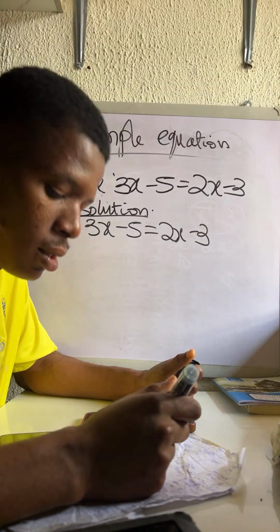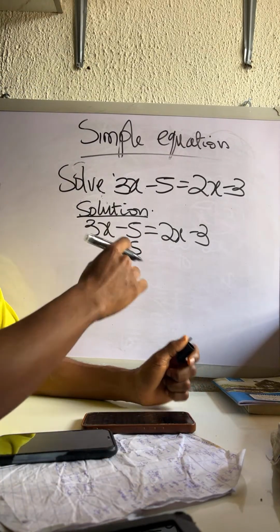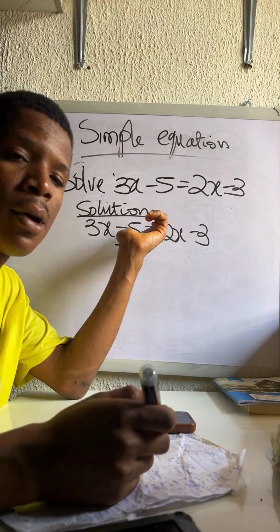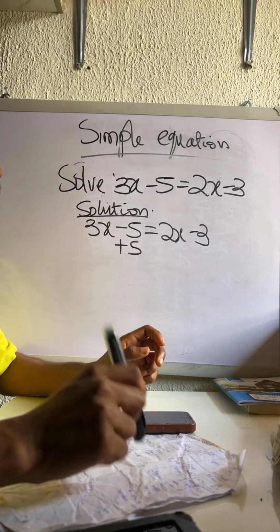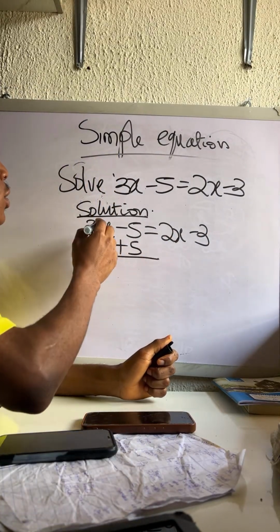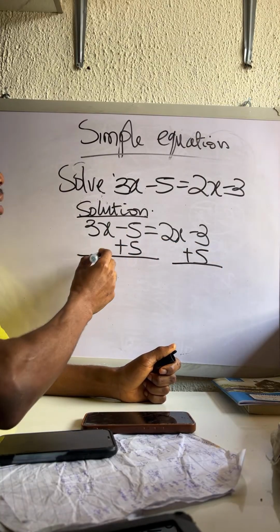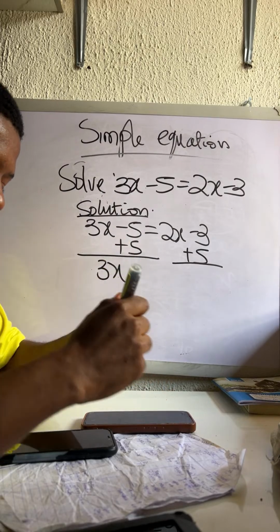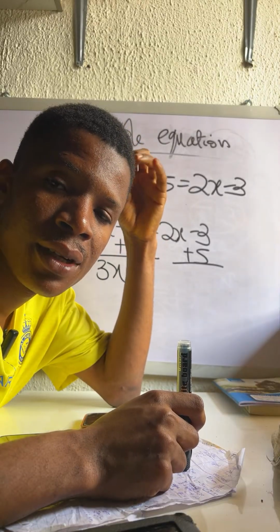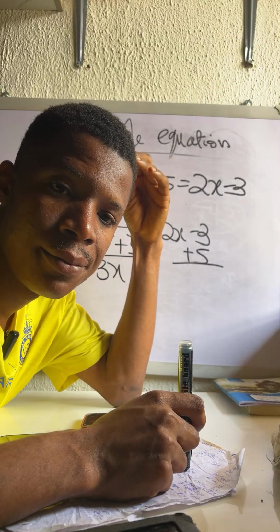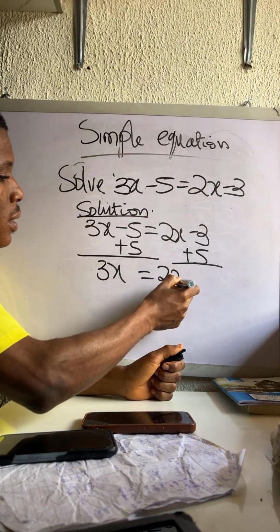First thing first, all you need to do is add 5 to both sides so that this one will be 0. We always like the number to be on the right side of the equation. So let's do that together. You add 5. What is minus 5 plus 5? It is 0. So this is out, and that's equal to 2x.